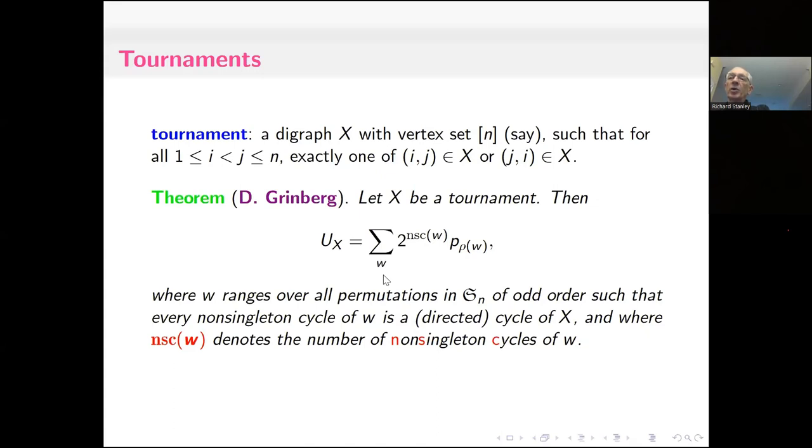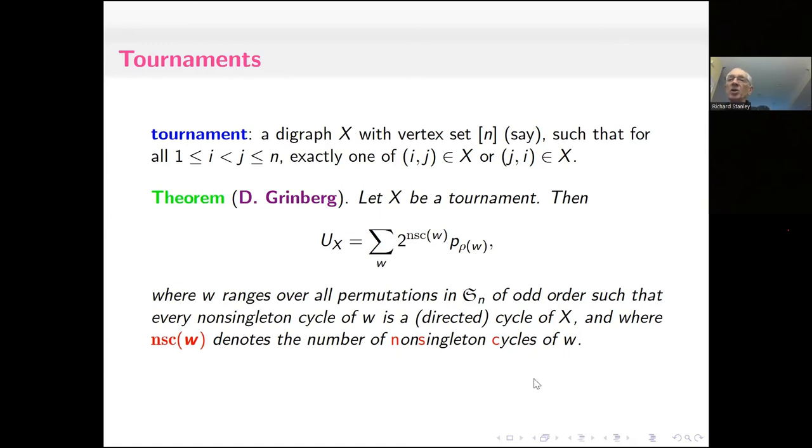Ux is the sum over all W, P of the rho W, the cycle type of the permutation W, the partition that tells you the lengths of the cycles in the disjoint cycle decomposition of W. Then we have this exponent, a power of two, NSC stands for non-singleton cycles of W. So W ranges over all permutations of odd order, so already all the cycle lengths have to be odd, such that every non-singleton cycle of W is a directed cycle of my digraph X. And NSCW is the number of the non-singleton cycles of W.